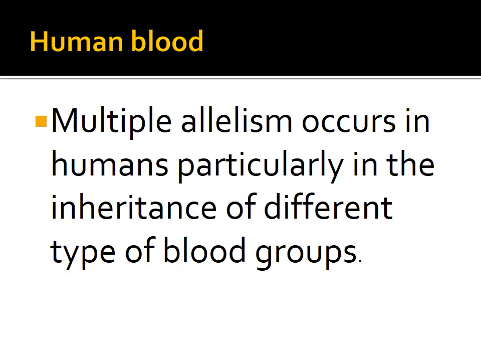Human blood groups. Multiple allelism occurs in humans, particularly in the inheritance of different types of blood groups. The blood group inheritance in humans can be understood by learning about antigens and antibodies, the composition of blood and different types of blood groups and the blood antigens and antibodies.